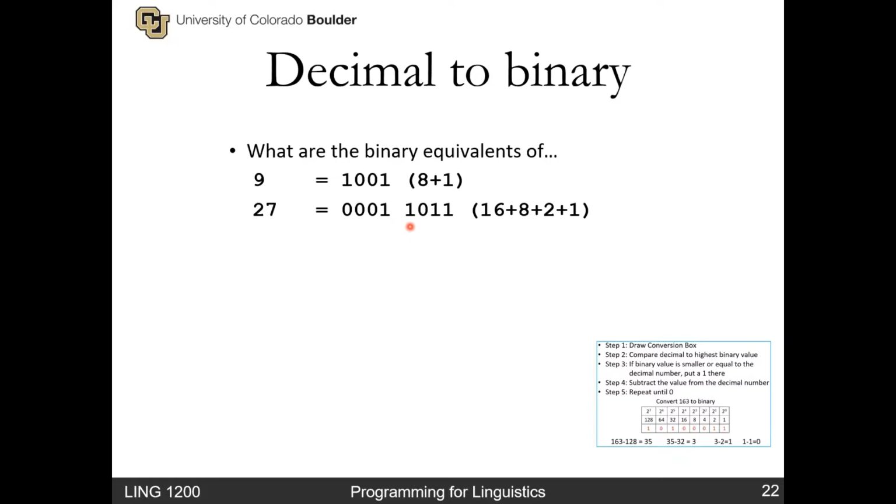Our next one in the binary position is 8. 11 minus 8 is 3. So in the 4's position, we have a 0. In the 2's position, we have a 1. 3 minus 2 is 1, so a 1 in the 1's position. And this is 27 in binary.